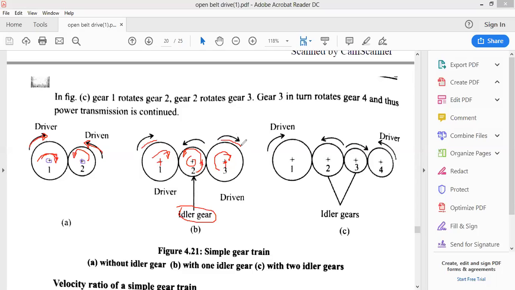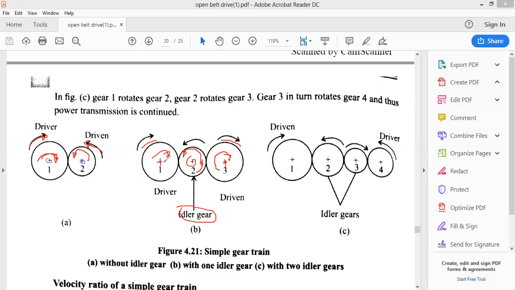Driven gear is also going to rotate in the clockwise direction because we have an odd number of gears, 1, 2, 3, odd numbers. So whenever we have an odd number of gears in a simple gear train, the direction of rotation at both the ends will be the same. Whenever we have an even number of gears, we will have opposite direction of rotations. Okay, this is one reason.